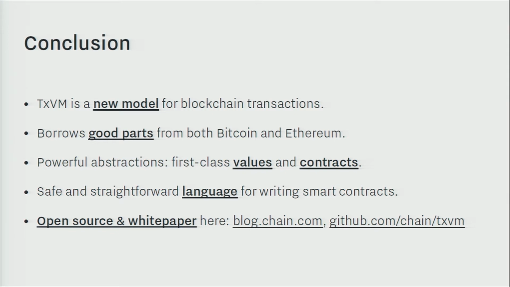It borrows the good parts from Bitcoin and Ethereum, namely the determinism from Bitcoin and the expressiveness of the Ethereum language. It has very powerful abstractions, which are first-class values, and contracts, which have their own rules applied to them to maintain safety of the transactions. And we kept safety and understandability of the language a very high priority when designing it.